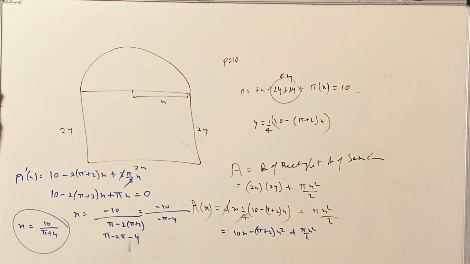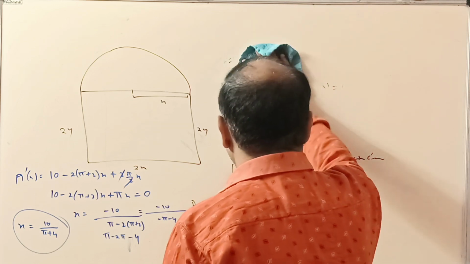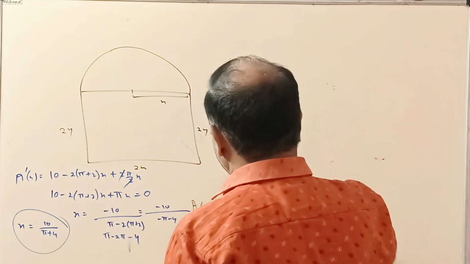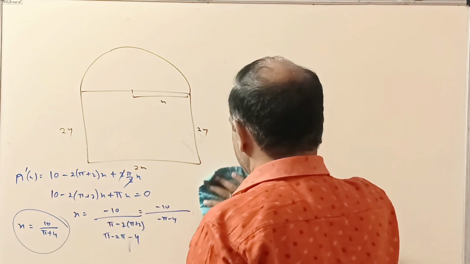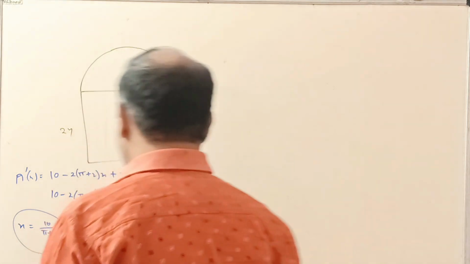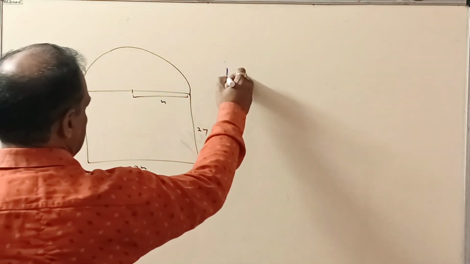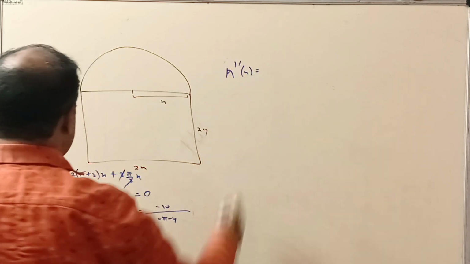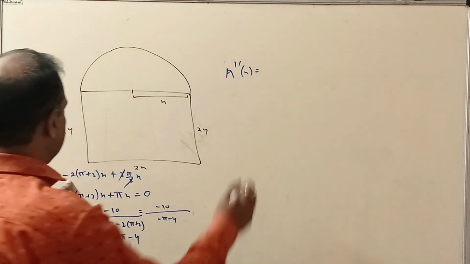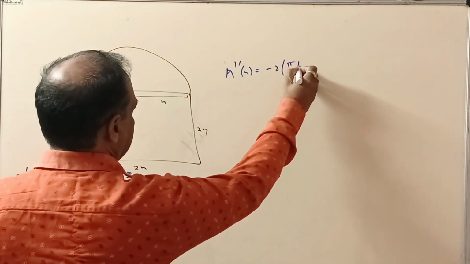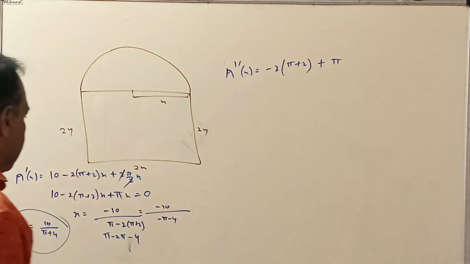If you put the first part equal to 0. Now the second part: what I have to do here is just remove all these things, because all things are clear to you. Now I have to go with the second differentiation. Differentiating for the second time, the 10 becomes 0, and this will give you minus 2 pi plus 2 and plus pi. This is the value of the second differentiation.